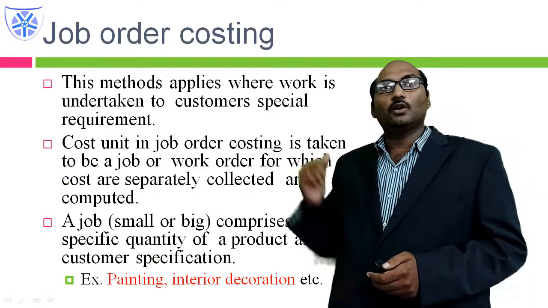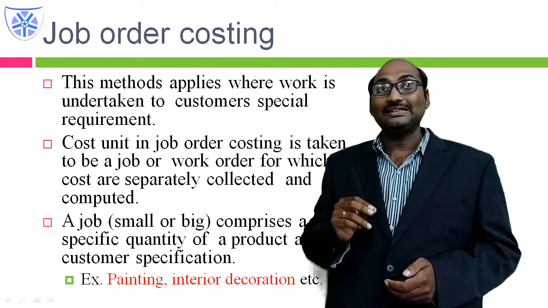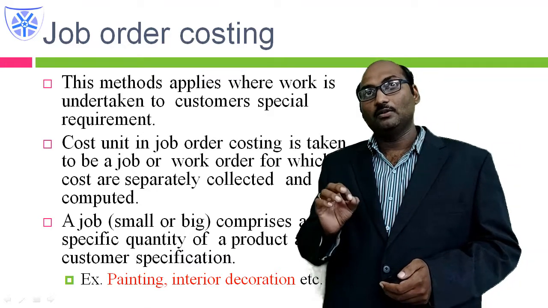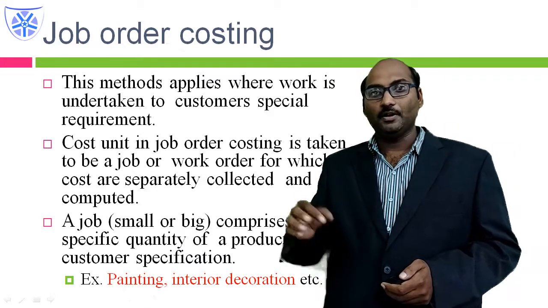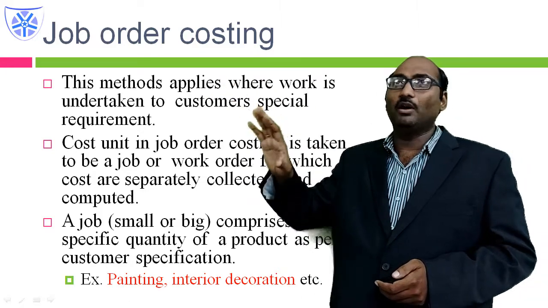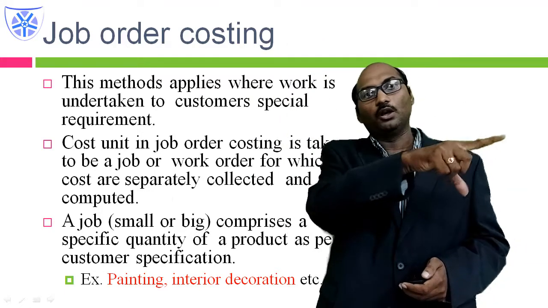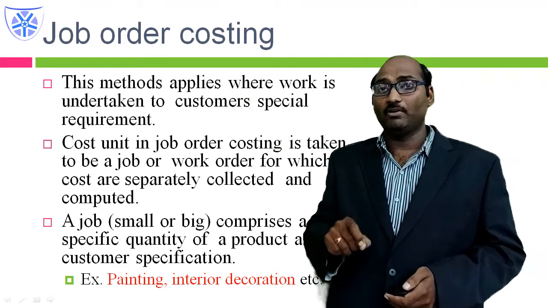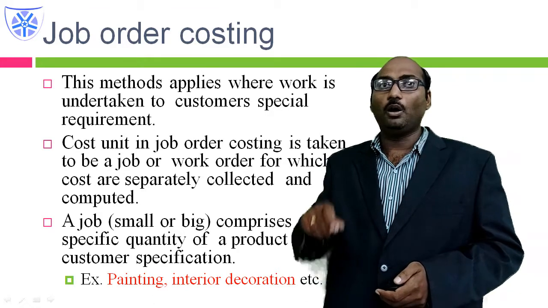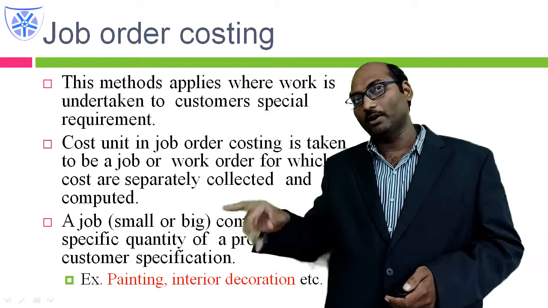The job order costing method applies where work is undertaken to customers' special requirements, like painting. I want only pink color in my hall. I want white on the ceiling. I want royal blue color on this wall. These are the requirements the customer will give. All the customer's requirements can be fulfilled in job order costing.